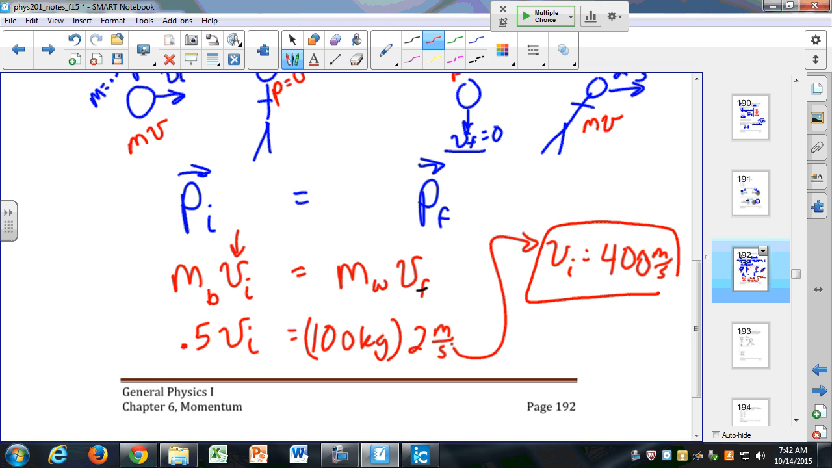That's a really fast speed. Like for a frame of reference, the muzzle velocity of a handgun. Do you have any idea what that is? Yeah, about 200, 300 meters per second for a handgun. So this is about twice as fast as a bullet coming out of a pistol. All right, we'll stop there.